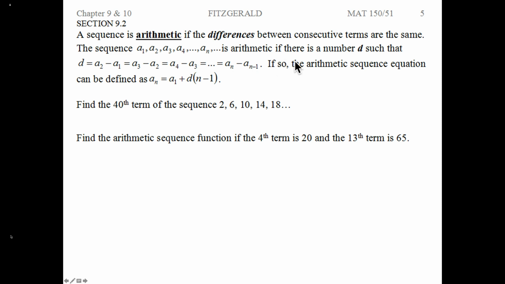So if this happens, we have an arithmetic sequence equation that we can define as a sub n is equal to the first term plus this d value times n minus 1. Now, this equation is very similar to point-slope form. Well, point-slope form, you have to have a point. That's going to be your first term, n is 1, and a sub 1 is your y-coordinate.